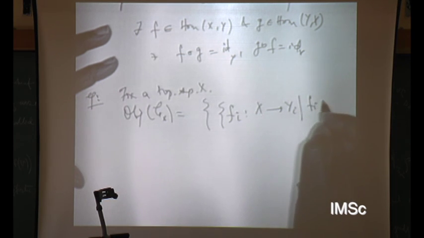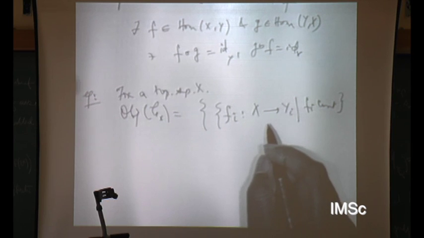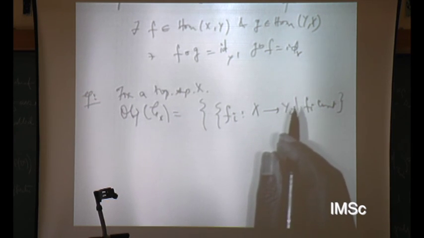An element of this category is a collection of the form f_a continuous. That means Y_a is a topological space, and f_a is a continuous map from X to Y_a.